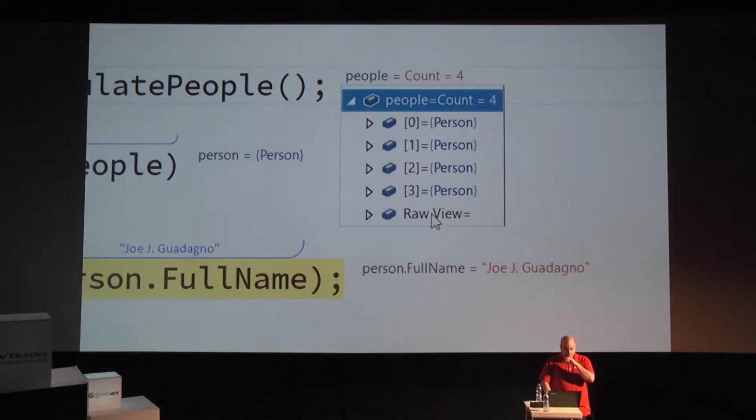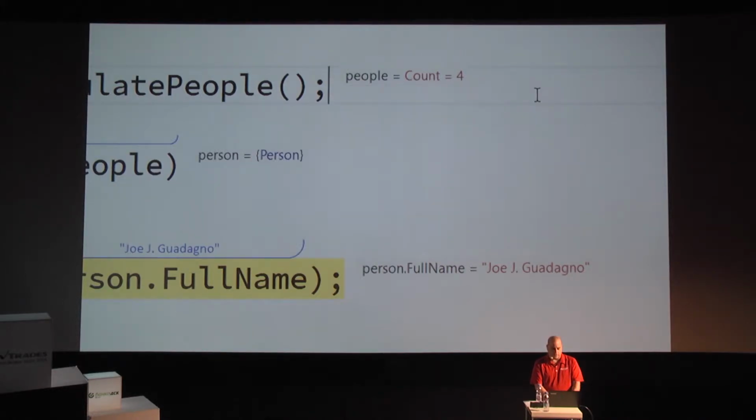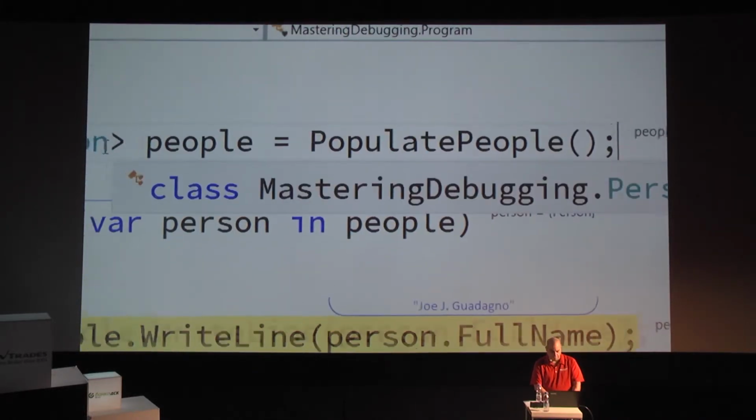And up here, after populate people is called, I want to see how many people are there. So here I have access directly to it. This one here is added by Ozcode by default. So I'm going to show us how we can add a new tip.